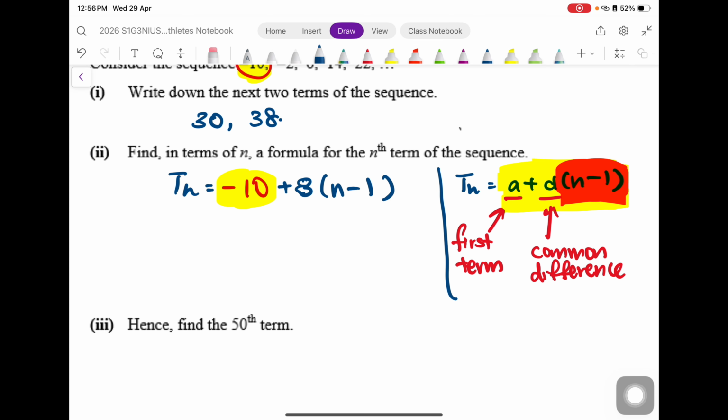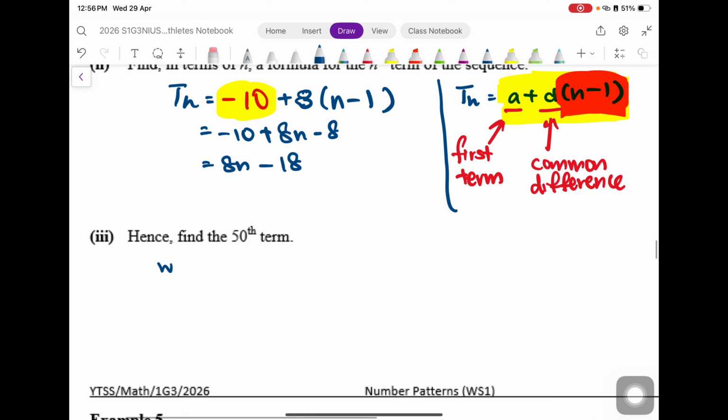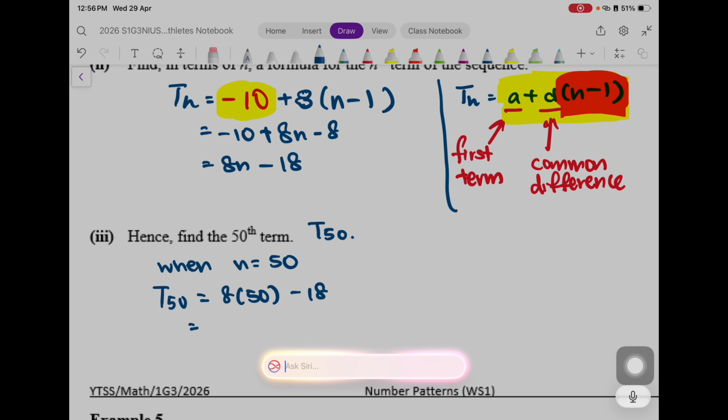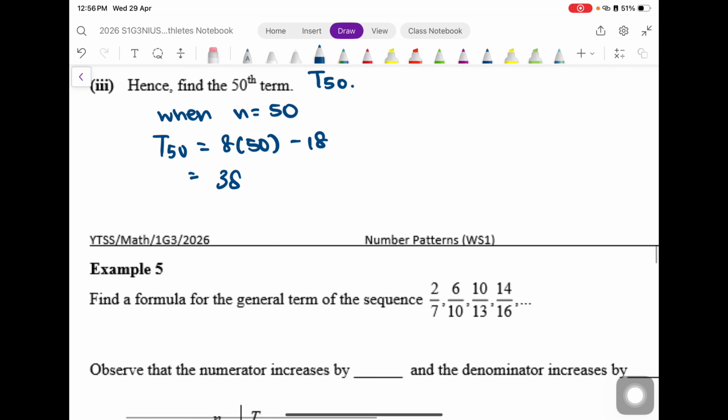Okay, so after looking at this, again, what I want to do is expand this out. Minus 10 minus 8, negative 18. So this is my term for Tn. Next, they want us to find the 50th term. So the 50th term is to find T50. So when n is 50, I will get 8 times 50 minus 18. Press calculator. I will get 382 as my answer.